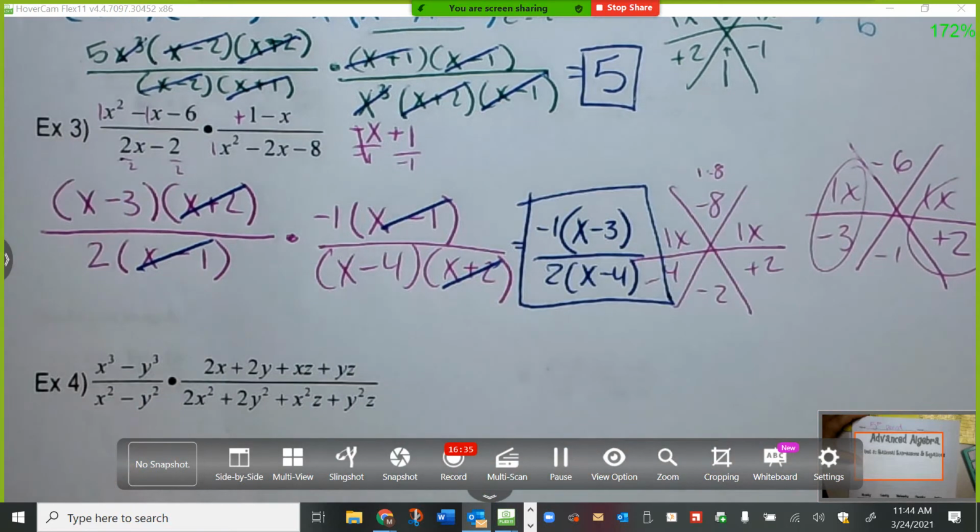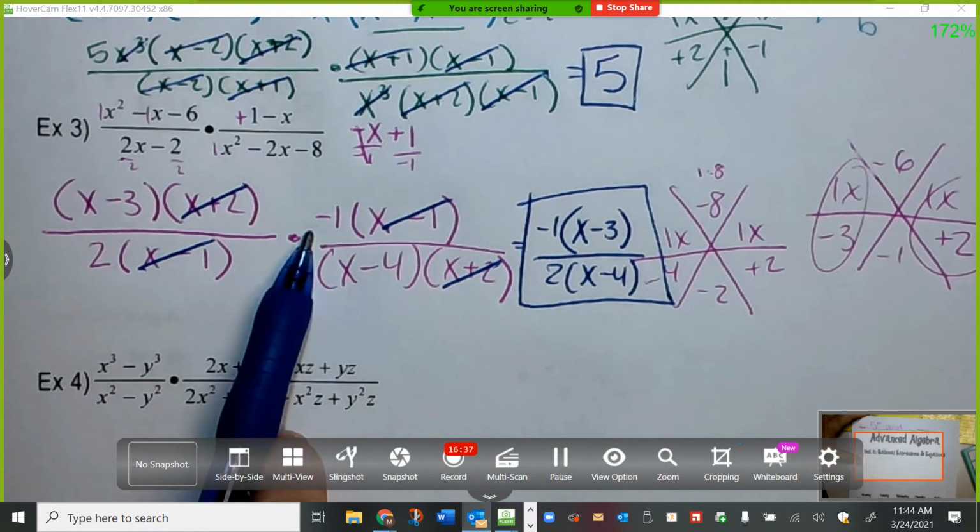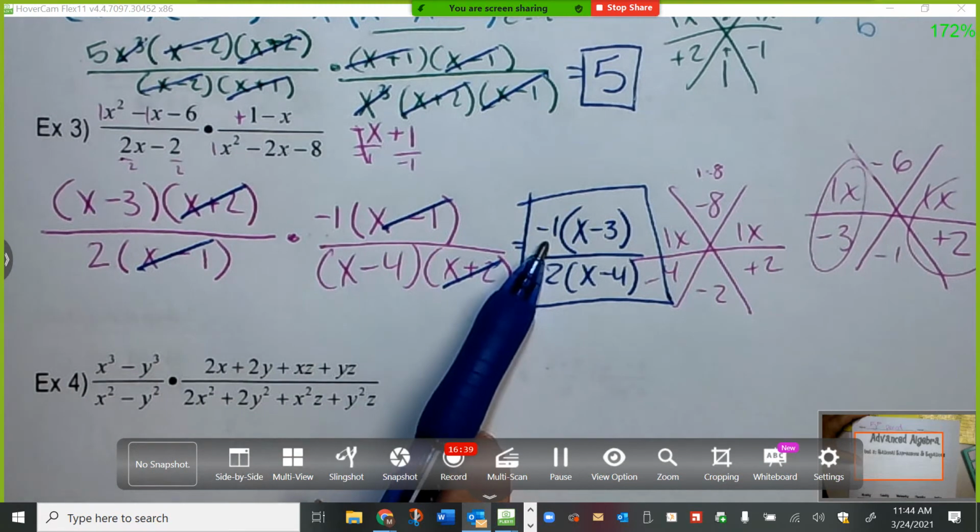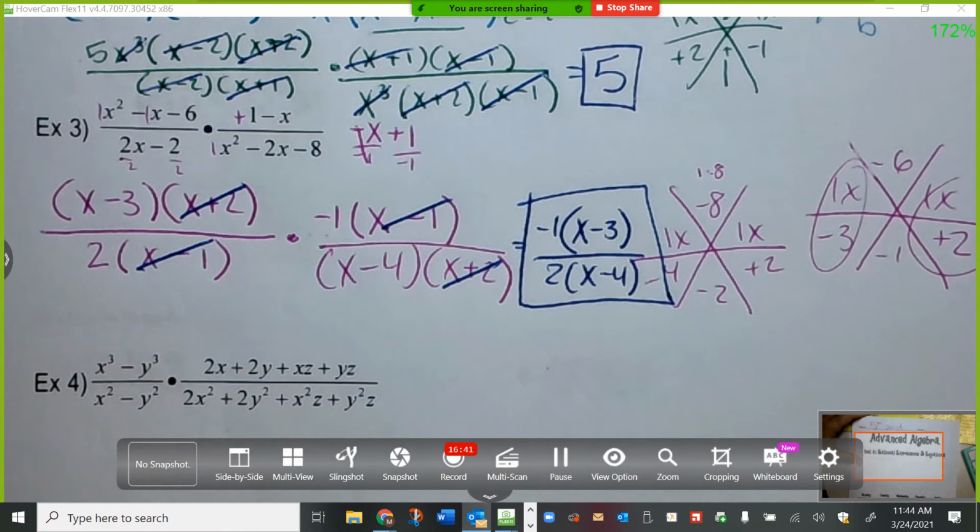Why do you put the negative 1? Is it because I took it out? Is it okay if you just put a negative there? Yeah. Because this one was set up as multiplication, we did not flip anything. The only time we flip is when it's division.